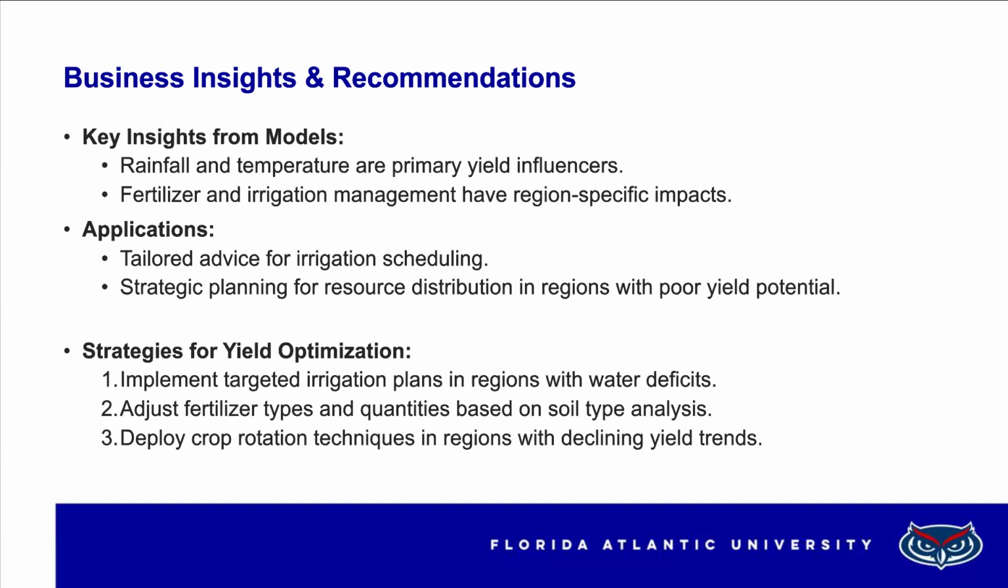There are some strategies we can deduce based on this particular pipeline for yield optimization. One is to implement a targeted irrigation plan in the regions with water deficits. Another strategy could be to adjust the fertilizer types and quantities based on the soil types analysis, and then deploy the crop rotation technique in the regions with declining yields. So that's it about the data science pipeline.